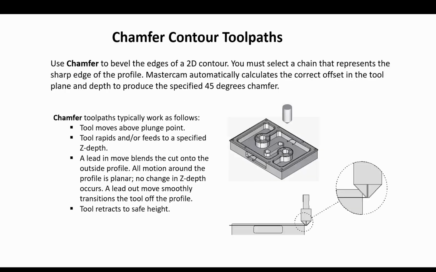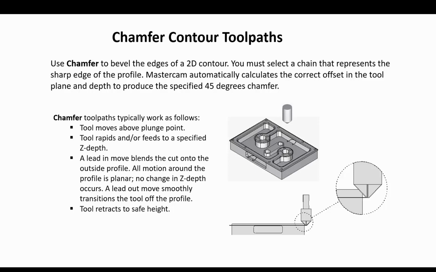Use a chamfered contour toolpath to bevel the edges of a 2D contour. You must select a chain that represents the sharp edge of the profile. Mastercam automatically calculates the correct offset in the tool plane and depth to produce the specified 45 degree chamfer.